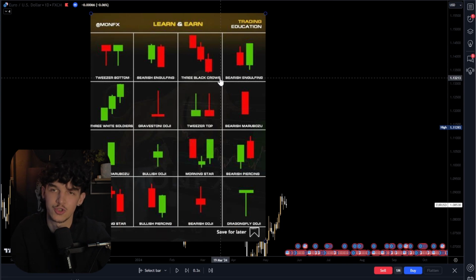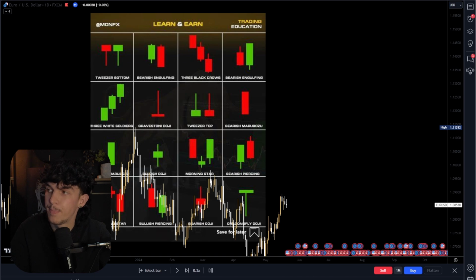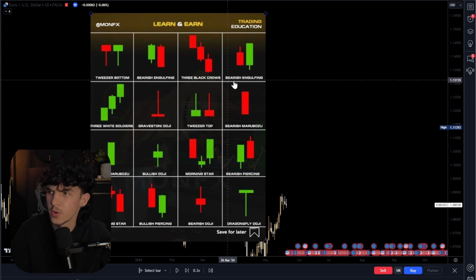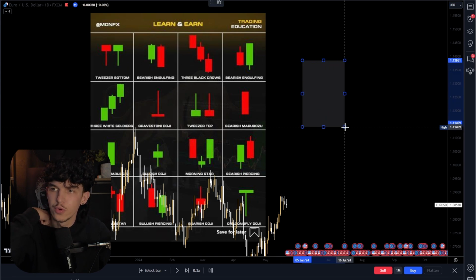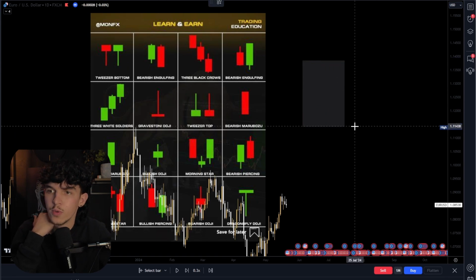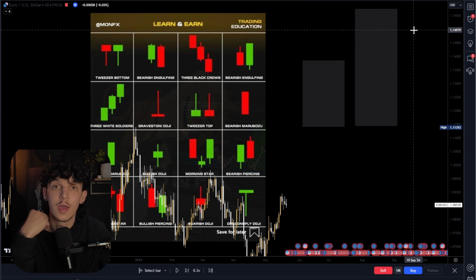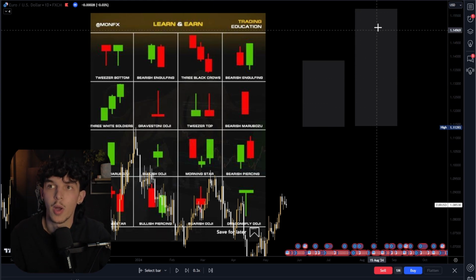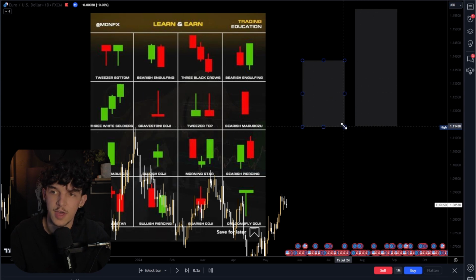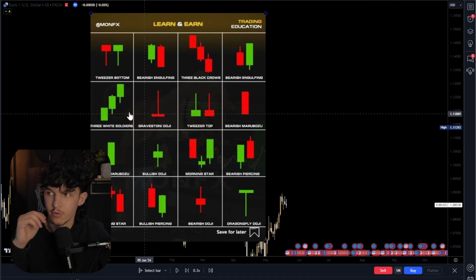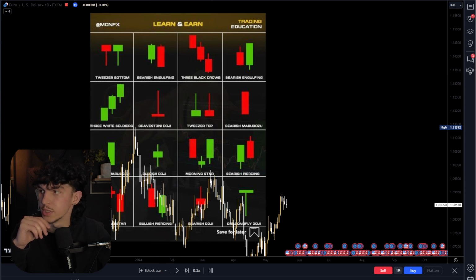Three black crows, it's just a trend. We don't need to know that. Bullish, I don't know why that says bearish engulfing again. That's bullish engulfing. The previous candlestick's quite small, and then the candlestick after that engulfs it bullishly, so it buys above it, right? So it's very bullish. It's basically engulfed the previous candlestick, telling us the buyers have come in and they're aggressive.